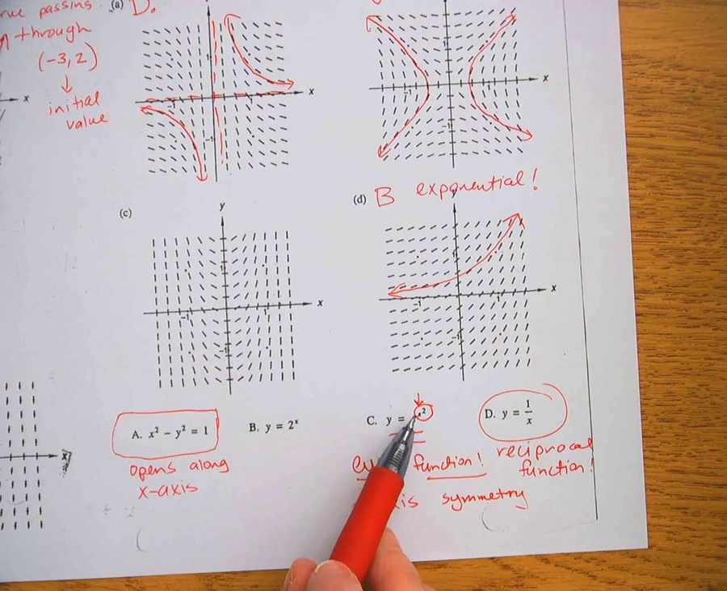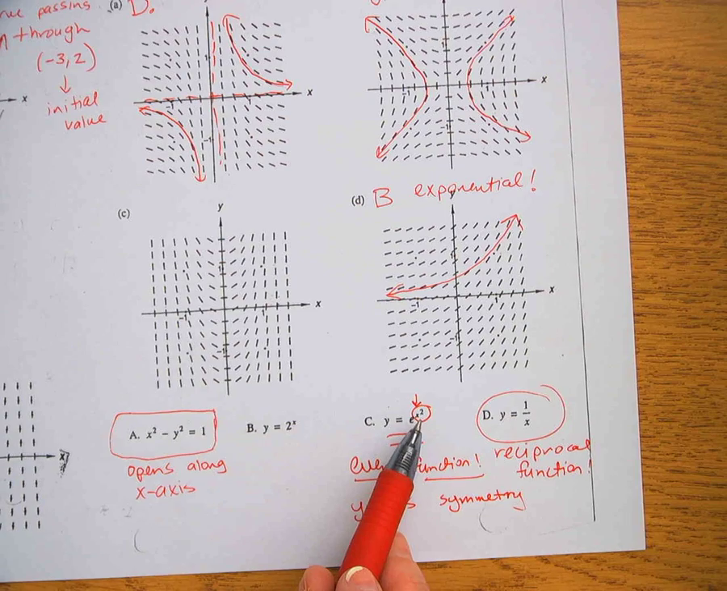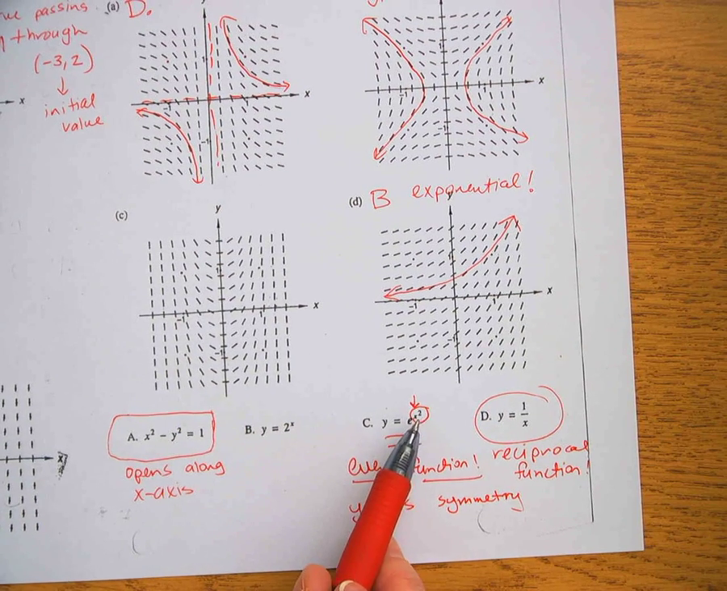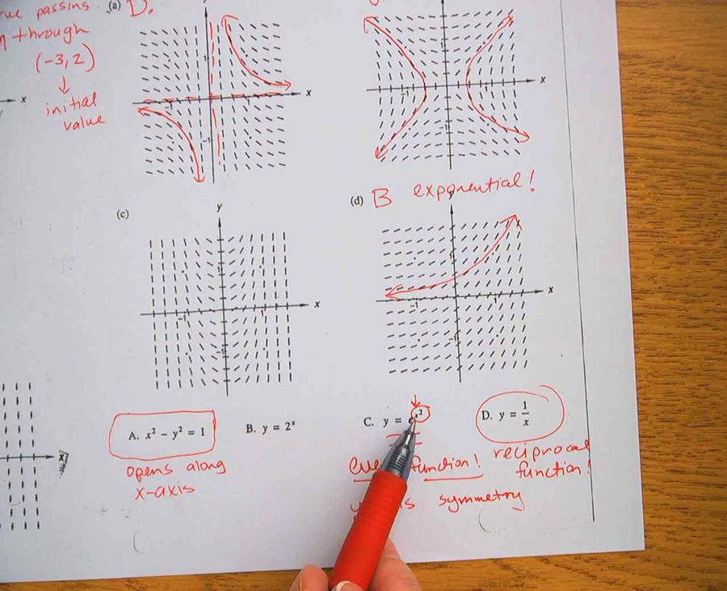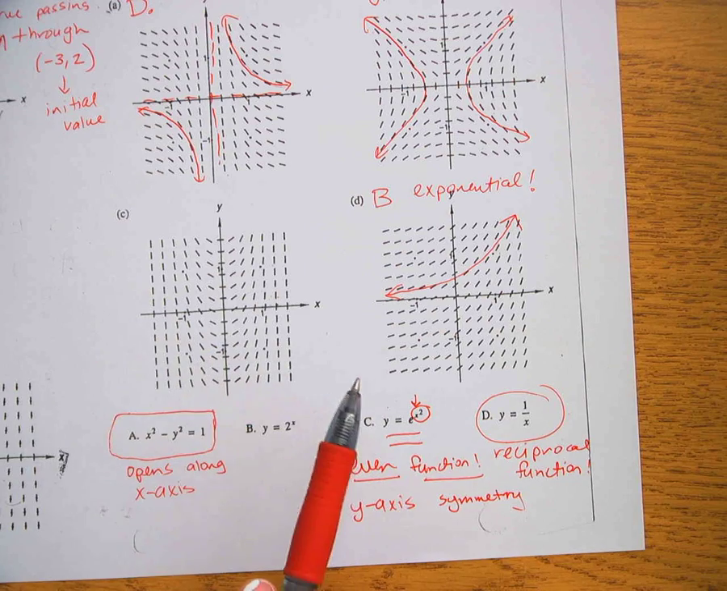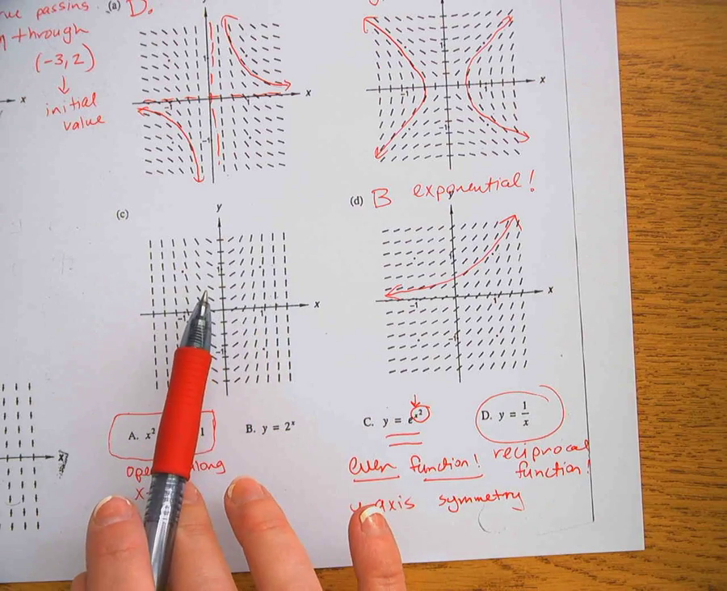Because no matter if I plug in a positive or a negative x, the y values are going to be exactly the same. Because I'll be squaring the positive x's, which make positive numbers, and then I'll be squaring the negative x's, which also make positive numbers. So regardless of whether x is positive or negative, the y values are going to be 100% identical. And so you have the same thing over here that you have over here.